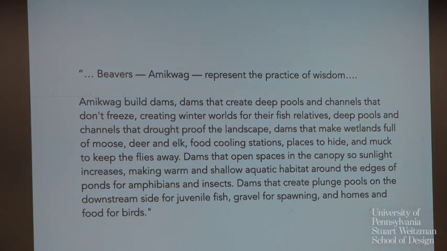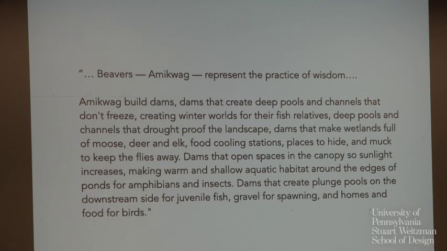This is from a text by Leanne Betasamasake Simpson, where she's talking about the near extinction of beaver and its status as a nuisance animal that people want to get rid of. And she describes how Anishinaabemowin oral literature represents beavers as makers of intricate landscapes for many species.